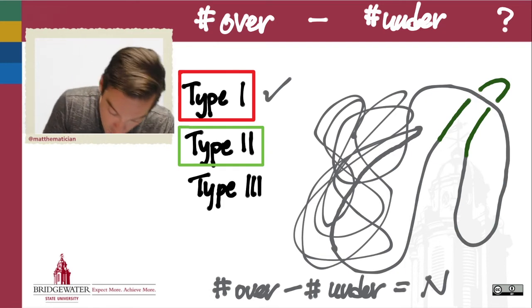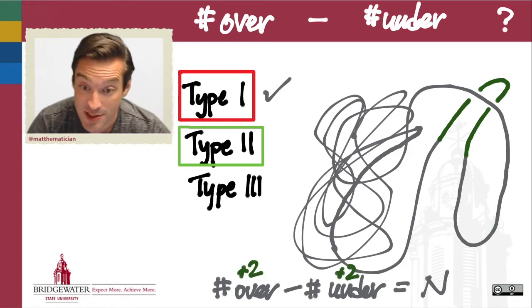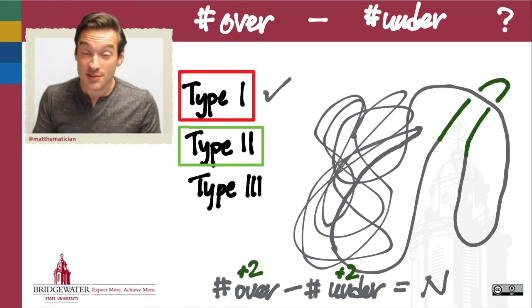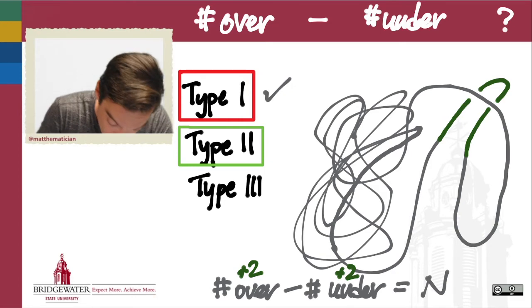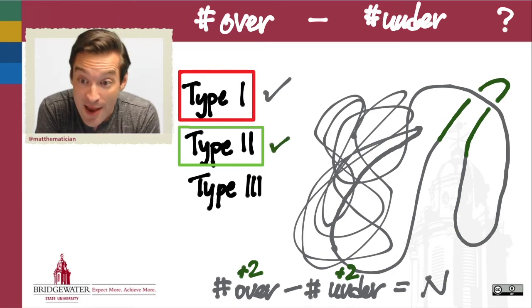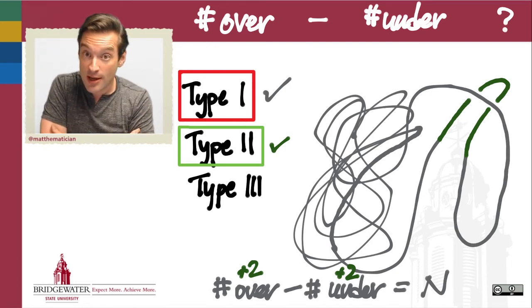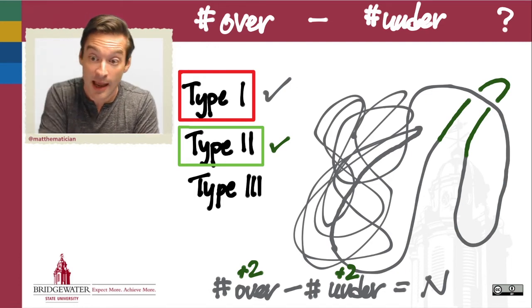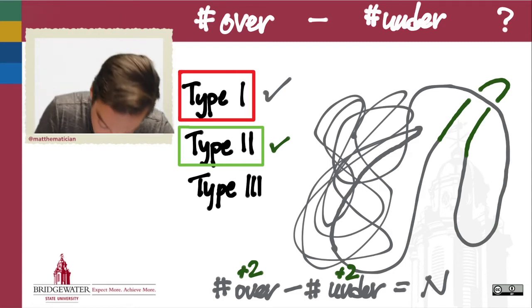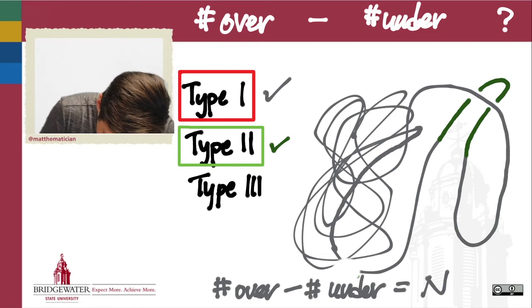So doing a type 2 Reidemeister move to this diagram has increased the number of overcrossings by 2, but it's also increased the number of undercrossings by 2. And so the difference between overs minus unders is going to be the same after the type 2 Reidemeister move as it was before. So we've passed the type 2 Reidemeister move test, right? Type 2 Reidemeister moves do not change the amount by which the overcrossings outnumber the undercrossings, because we're going to be adding overs and unders in pairs when we do a type 2 move.